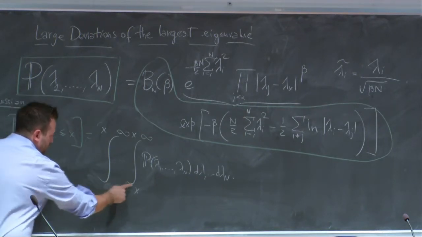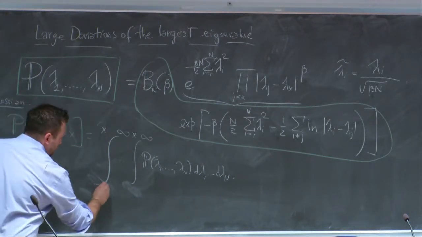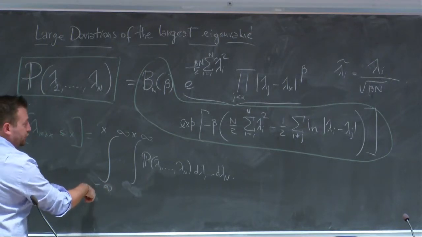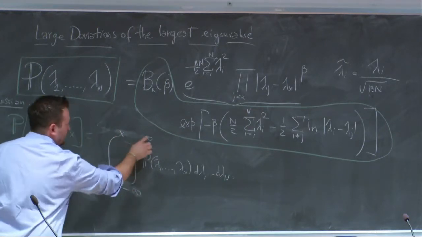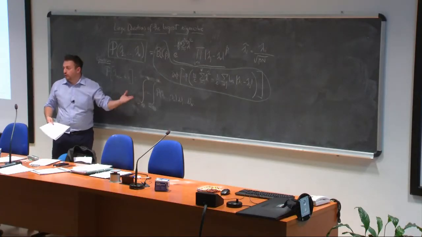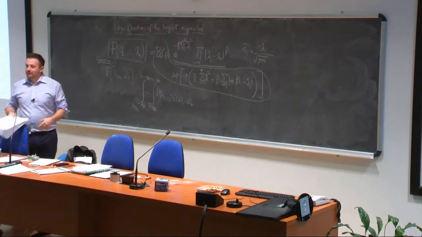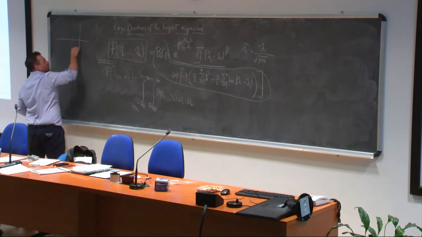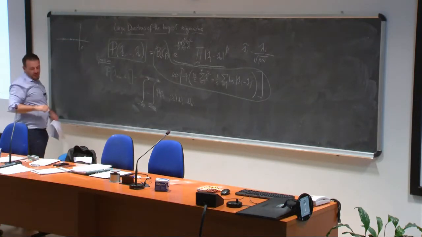So probably it should be from minus infinity, because the eigenvalues can also be negative. So we want all the eigenvalues to be between minus infinity and x. Right? Correct? Because if all the eigenvalues are between minus infinity and x, then the largest eigenvalue is smaller than x. Agree? Why is it so?